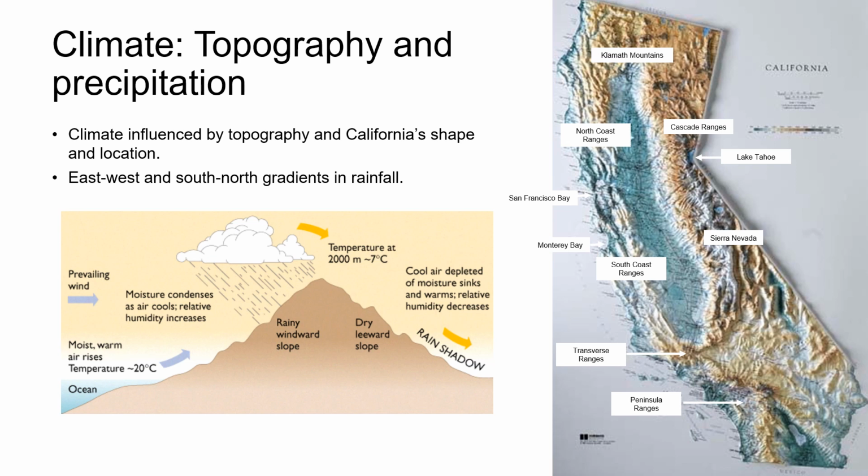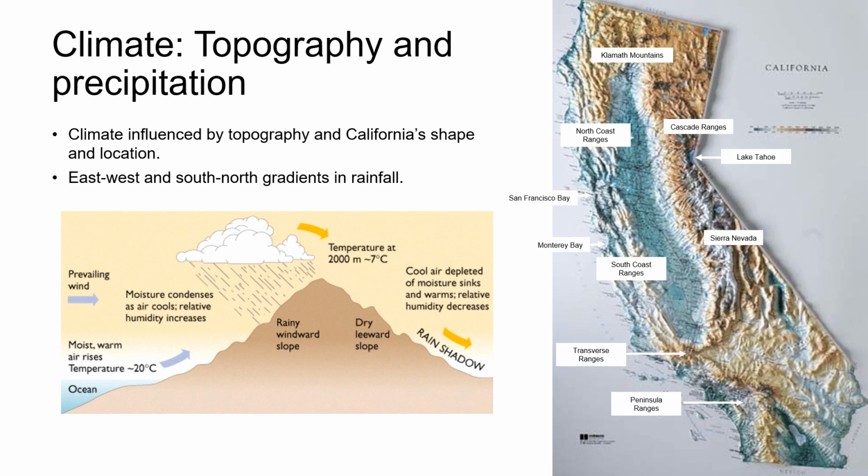California's 1,000-mile-long west-facing coastline, coupled with the north-south orientation of the Coast Ranges, the Sierra Nevada, and the Peninsula Ranges, are major influences on California's diverse microclimates. In particular, the amount of precipitation that falls as you move from west to east across the state. There's also a north-south change in rainfall, with the amount of precipitation increasing as you move from Southern California to Northern California.